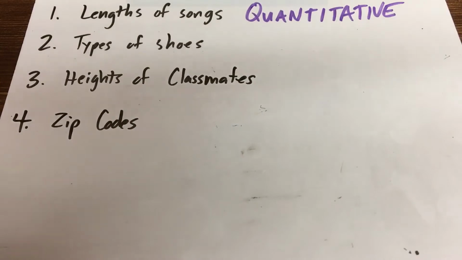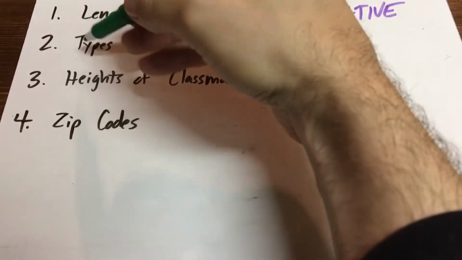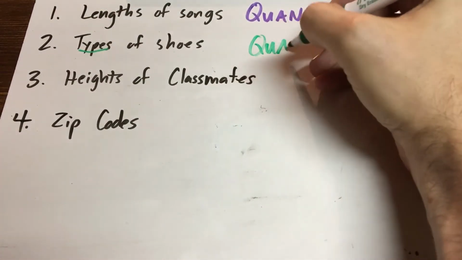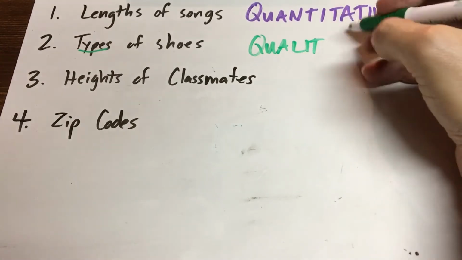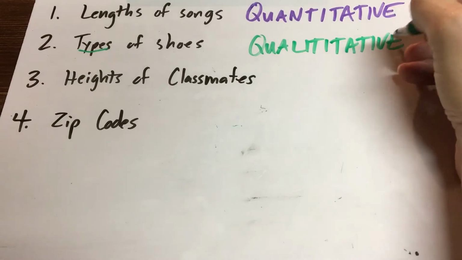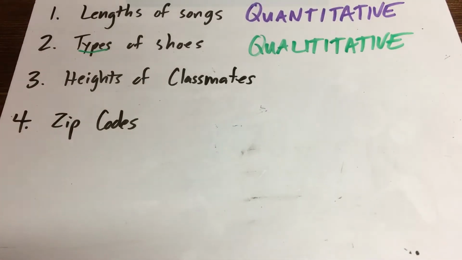When I say types of shoes, maybe you've got Jordans, maybe Adidas, maybe New Balance, maybe Vans. When you're talking about types of shoes, not the size, but the type of the shoe that you have, right? This is qualitative. You're talking about the qualities. Qualitative. Hard word to spell. Now, if I was doing shoe sizes, those would be quantities, right? Because I can measure how big your foot is. But when I'm talking about the type of the shoes, then I'm doing the qualities.